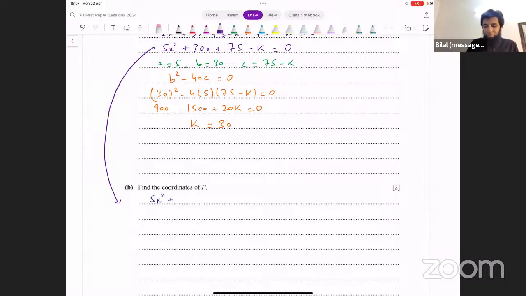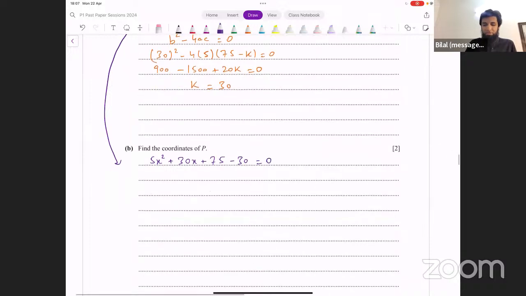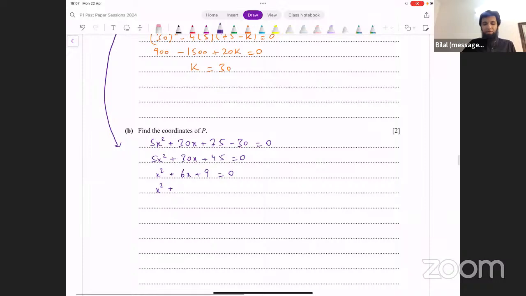You have 5x squared plus 30x plus 75 minus k. Now you know the value of k as well. The value of k is 30. This equals 0. Let's see what we get from this. 5x squared plus 30x plus 45 equals 0. We can divide the whole equation by 5 to get x squared plus 6x plus 9 equals 0. Can we factorize this? In fact, it's a perfect square. If you can figure that out, you can write it as x plus 3 whole square directly.